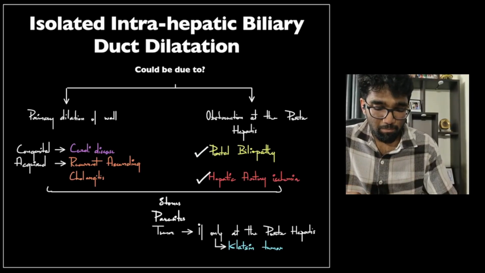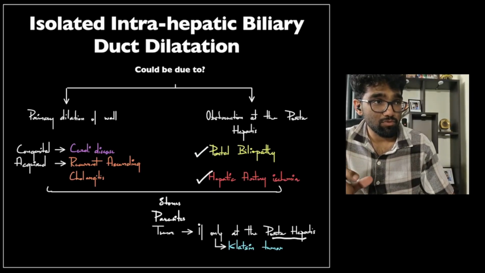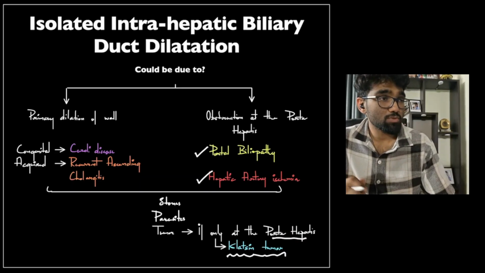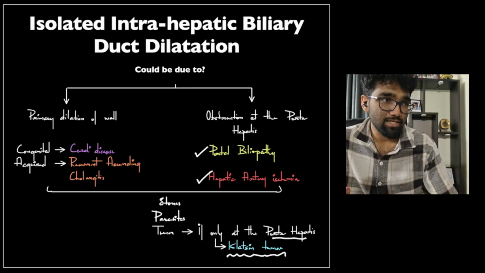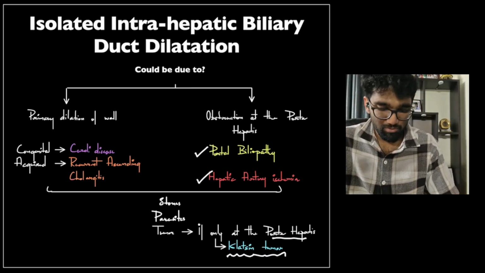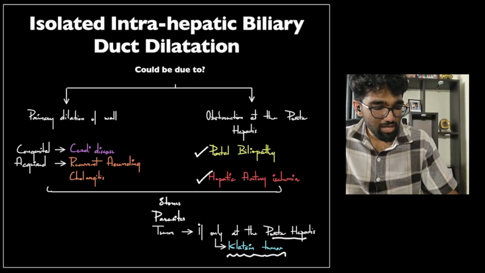Now, it also happens with a tumor that is located at the porta hepatis, that is the hilum of the liver, and such a tumor is usually a cholangiocarcinoma, known as a Klatskin tumor. It could also be an intermediate between a cholangiocarcinoma and hepatoma. That's a discussion for a separate day. Now, there are other causes as well.